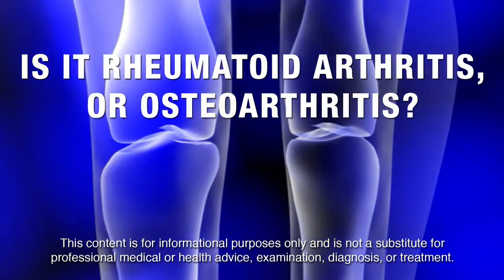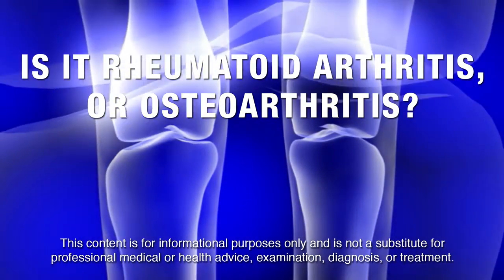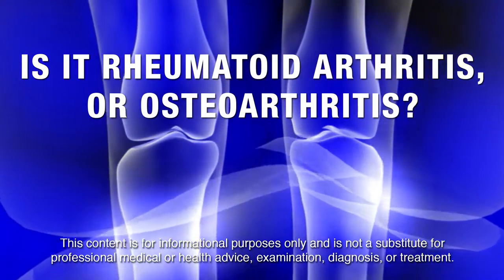Osteoarthritis and rheumatoid arthritis are often mistaken for one another. So how does your doctor tell the difference? Dozens of diseases can imitate the symptoms of rheumatoid arthritis, or RA. Osteoarthritis, or OA, is the most common form of arthritis, affecting more than 20 million Americans.